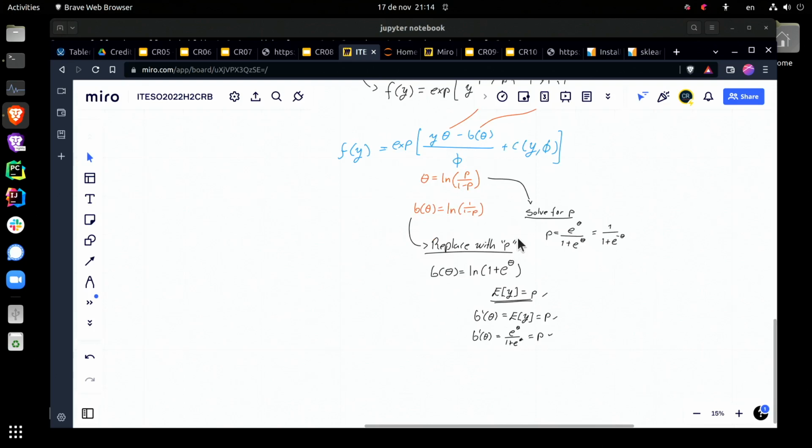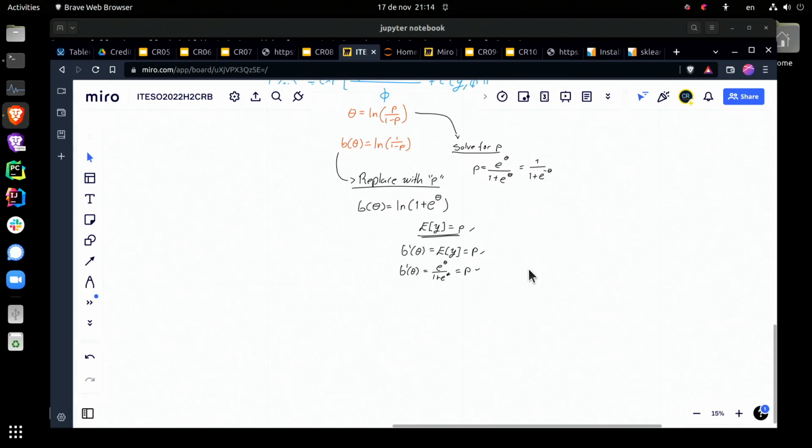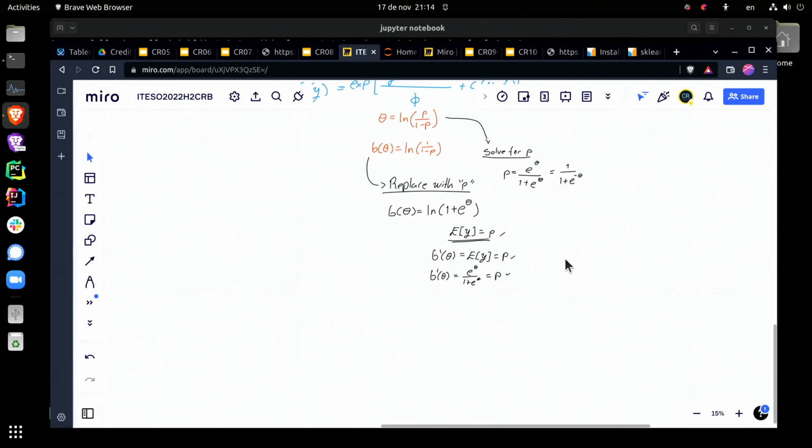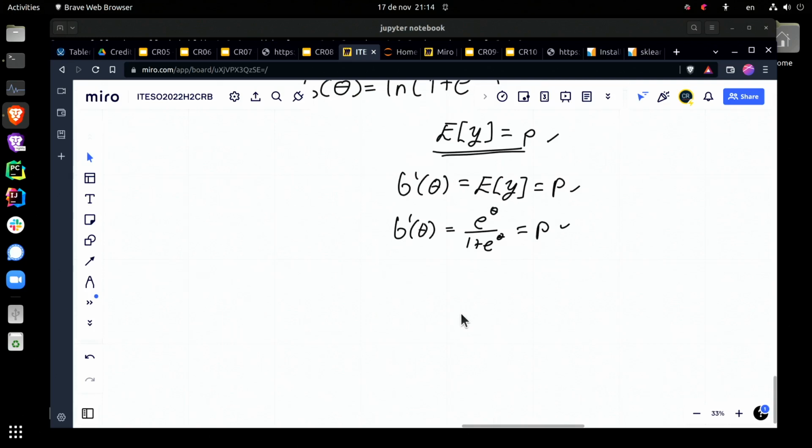Give me a second to connect back the whiteboard. Okay, so from here we also know that our parameter of the distribution is going to be estimated by the linear combination of the independent variables.